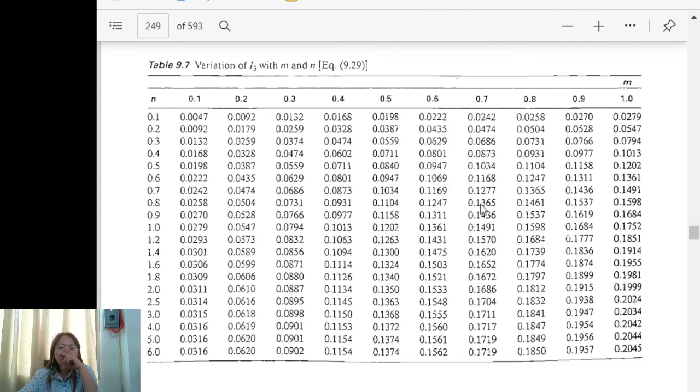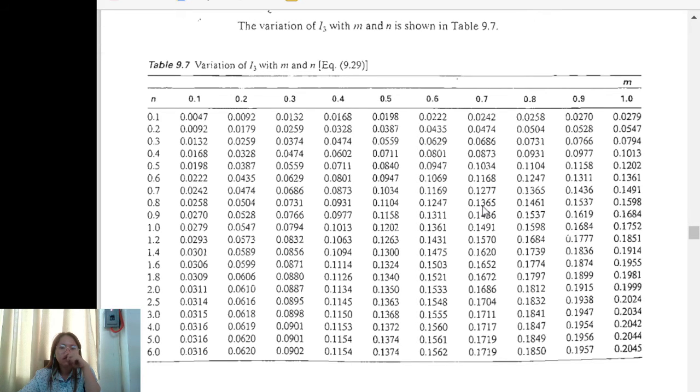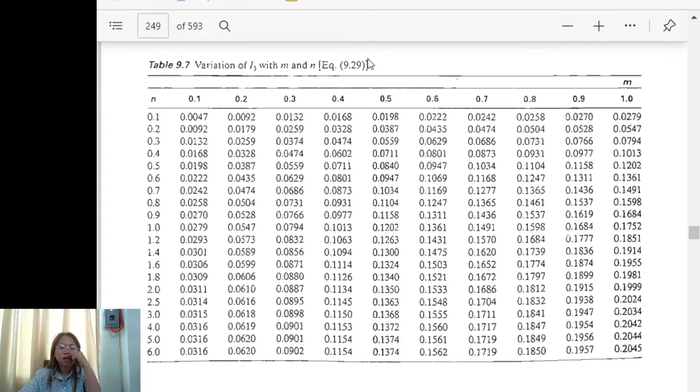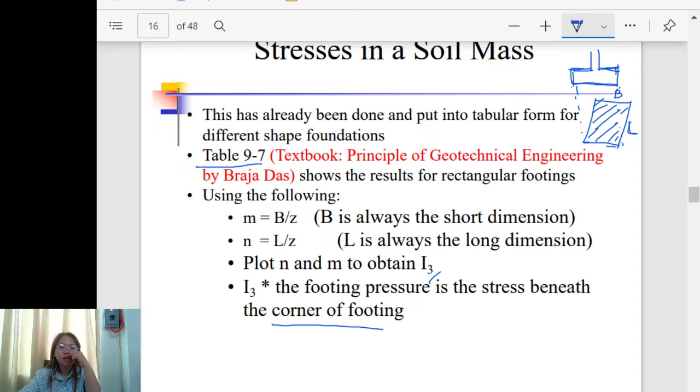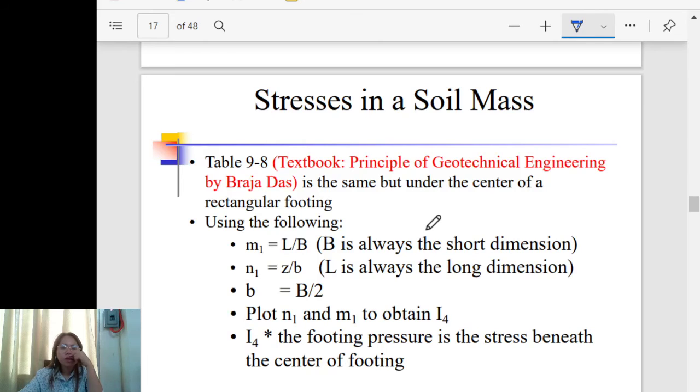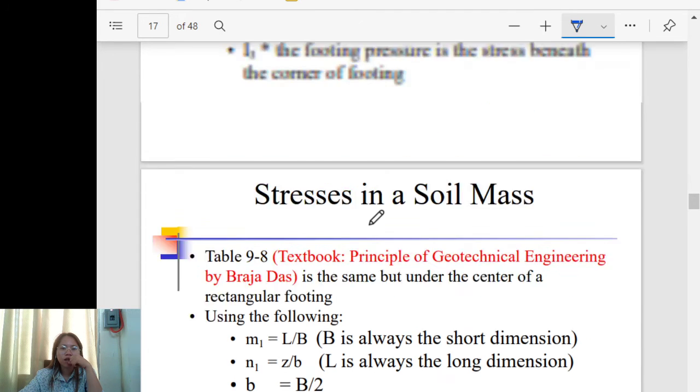So in here, this is N and this is M. Yes. So let's have an example later to better understand where this is used. We also have Table 9-8. This is the same, but under the center of a rectangular footing.